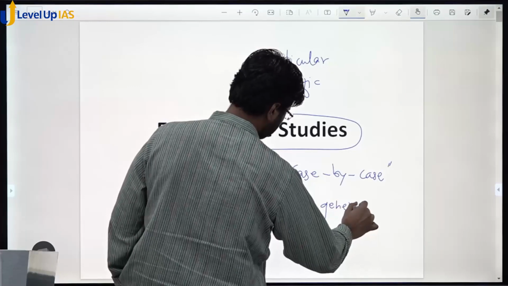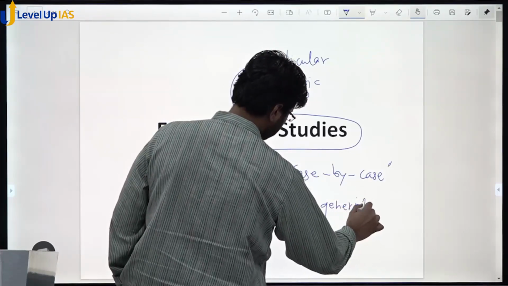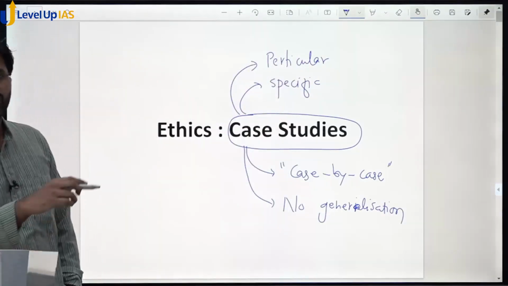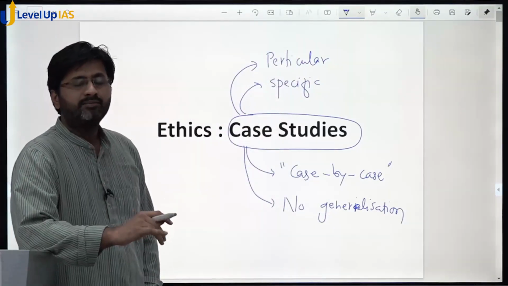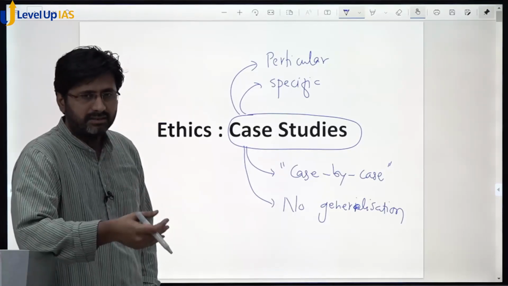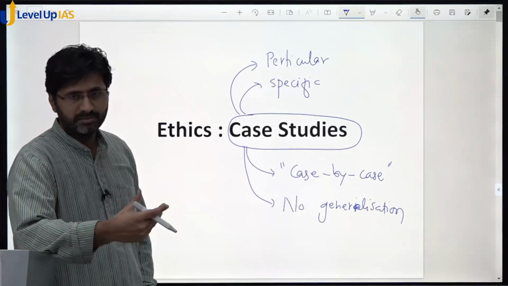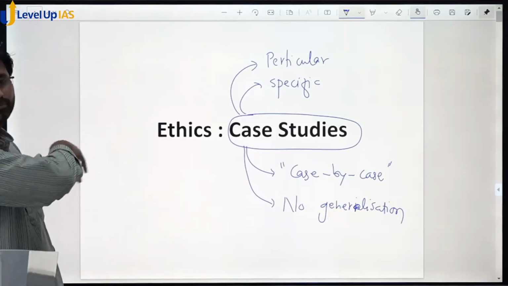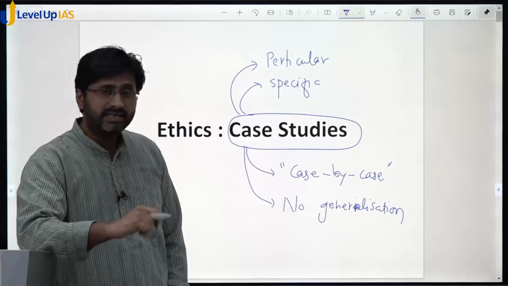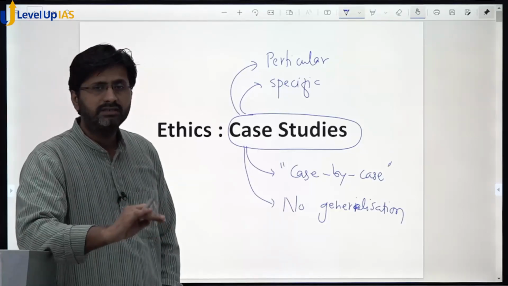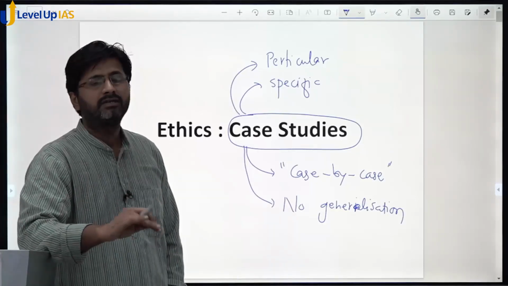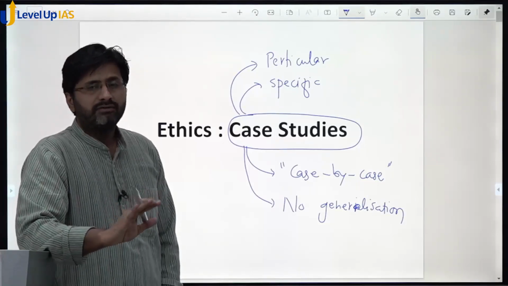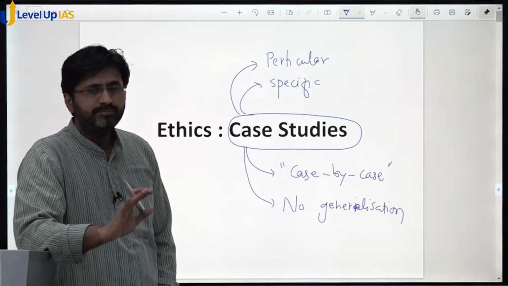No generalization. What does that actually mean? For everything else that we study, there is a theory, there is a generalization, there are some basic principles and theoretical aspects we understand, which we have done in part 1. But in case studies, each and every case needs a tailor-made response. You cannot have a uniform response to a case study.